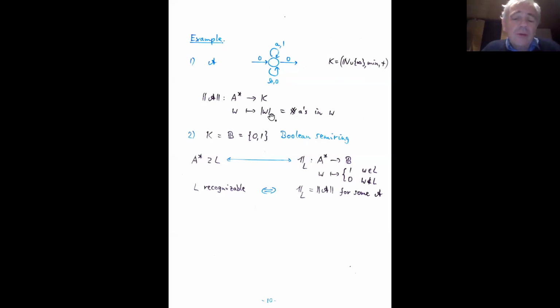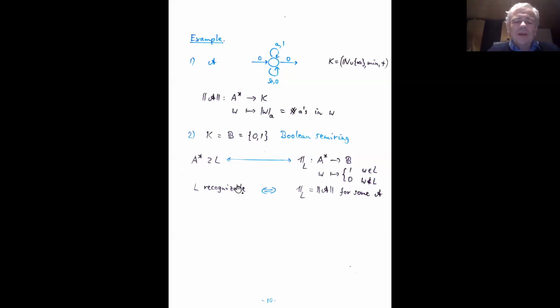Now, how do we incorporate the classical automata theory into this concept? To repeat this a little bit: we take the Boolean semi-ring, and if we have a language L, it is replaced by the characteristic function 1_L, which assigns to w 1 or 0, 1 if w is in L and 0 otherwise. And then L is recognizable if and only if this characteristic function is the behavior of some weighted automaton.